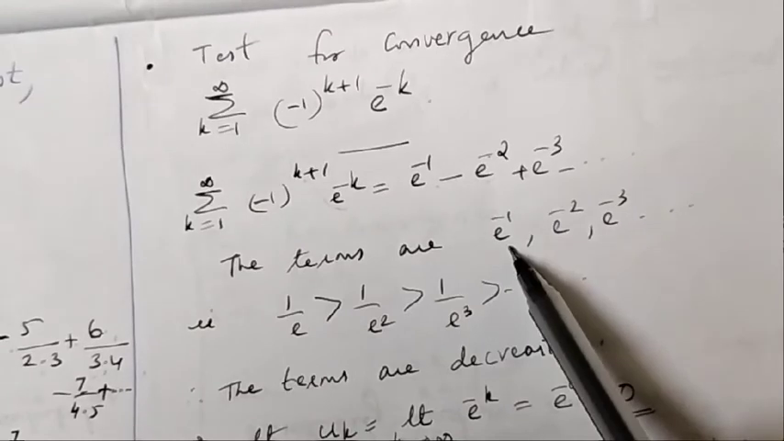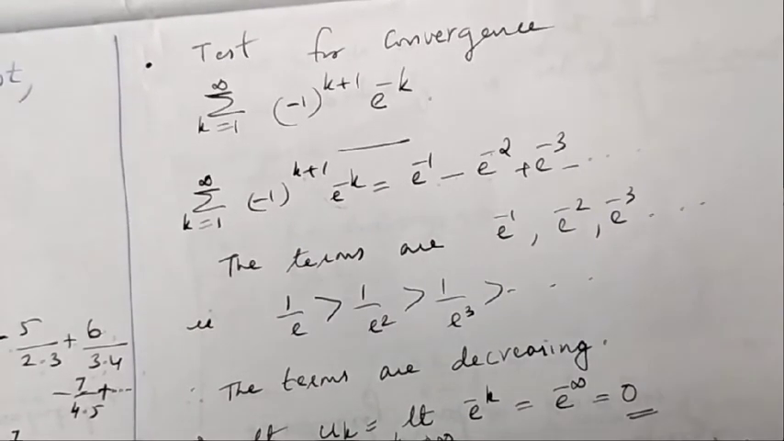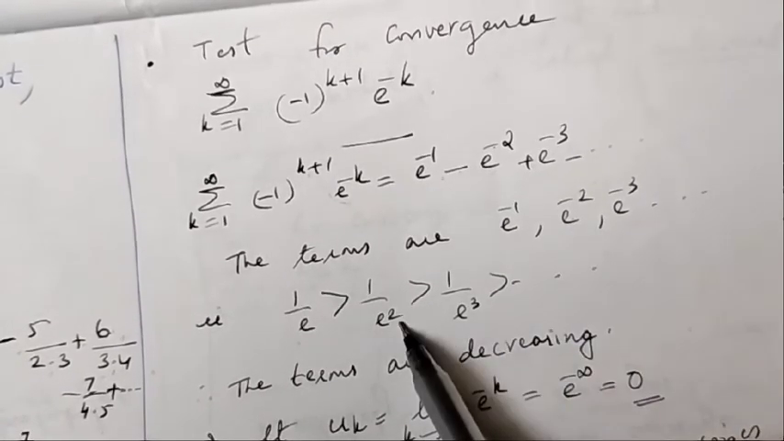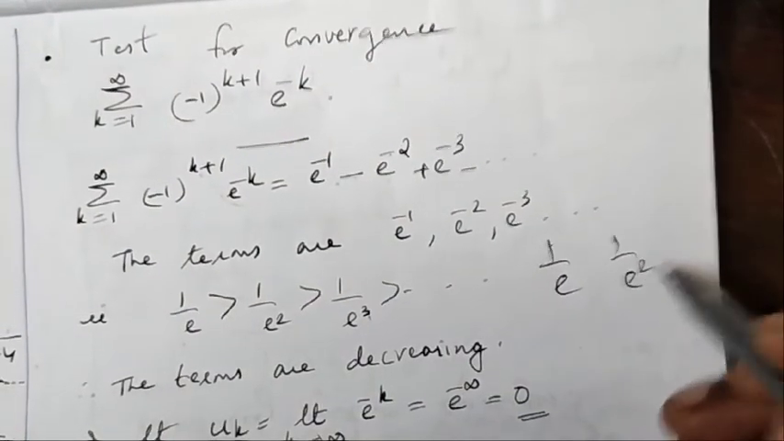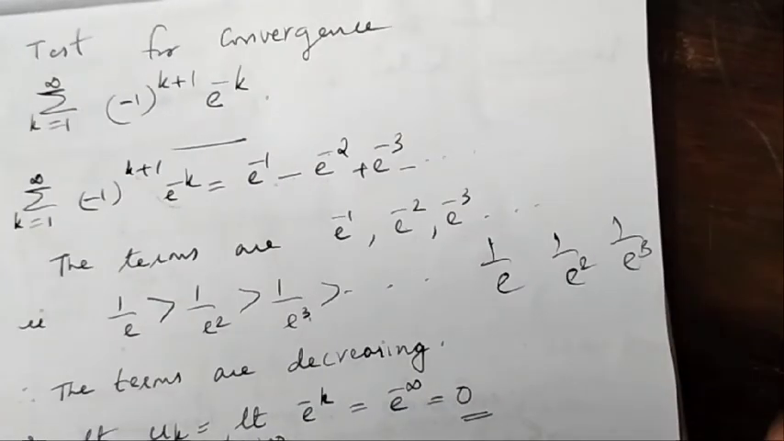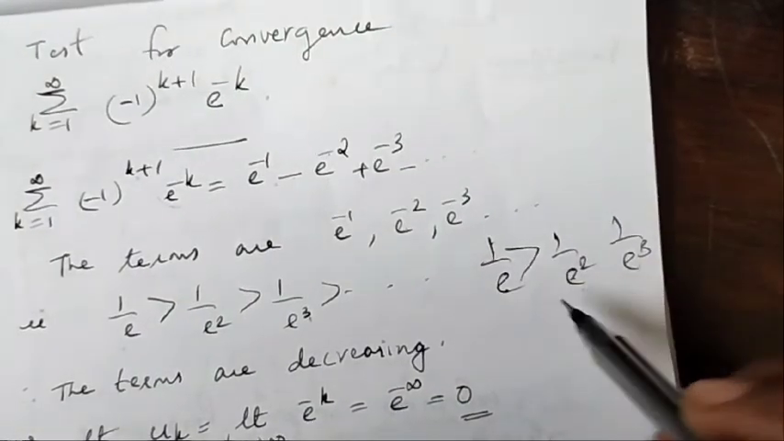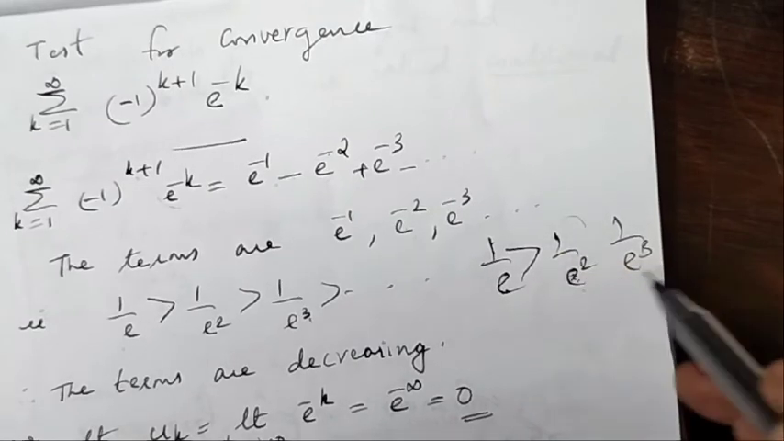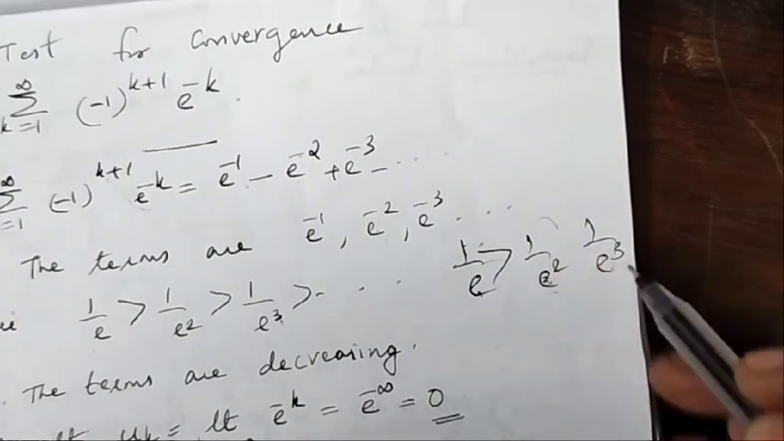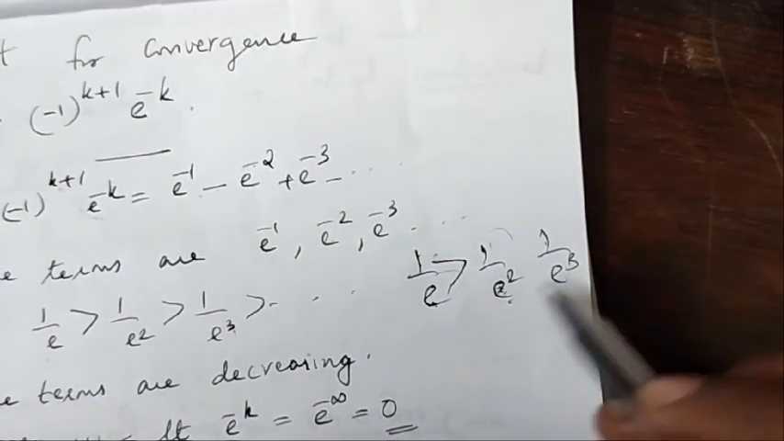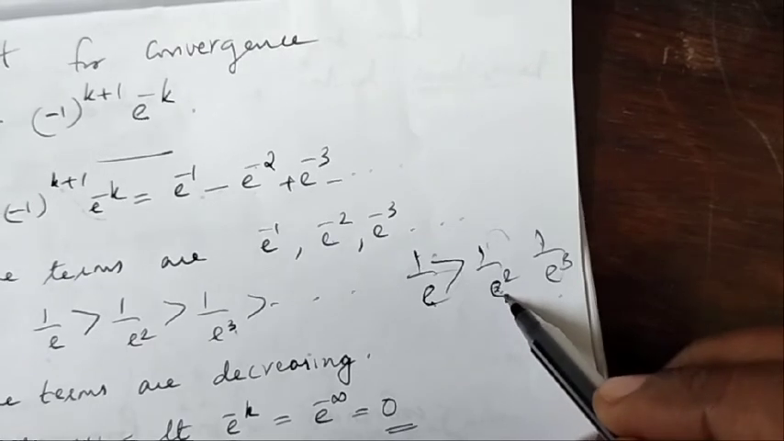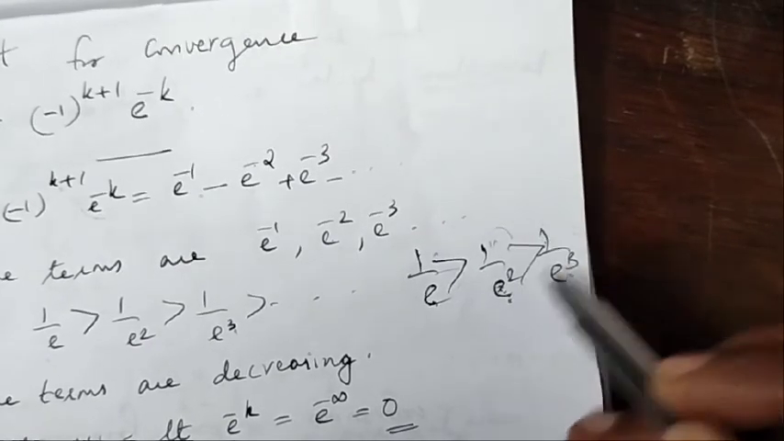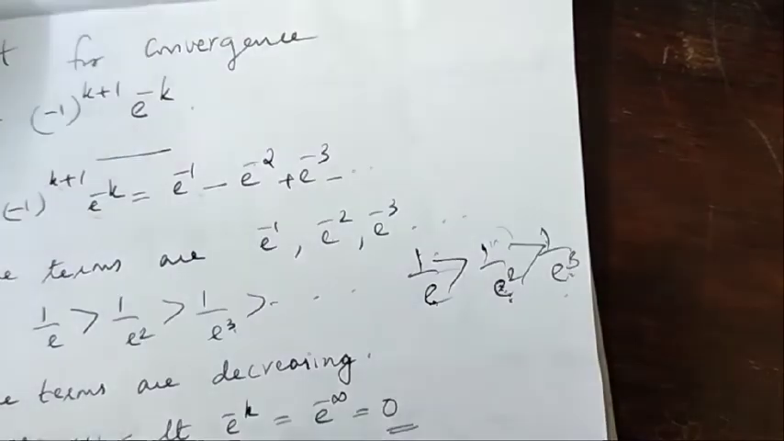e^(-1), e^(-2), e^(-3), etc. e^(-1) is actually 1/e, e^(-2) is 1/e², e^(-3) is 1/e³. So 1/e is greater than 1/e² because the denominator increases, so the value of the fraction decreases. Again 1/e² is greater than 1/e³, etc. So the terms are in decreasing order.